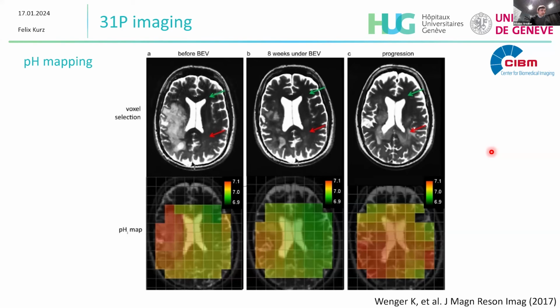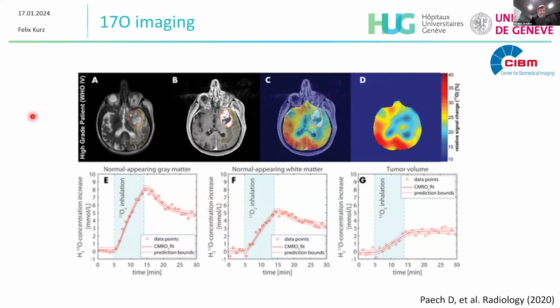In this case, it can be used as a biomarker, but it is very experimental. But in my opinion, it is interesting. There were also experiments done with 17O isotopes, which are stable and non-toxic. People basically inhale 70% 17O gas, and then you can directly do imaging.